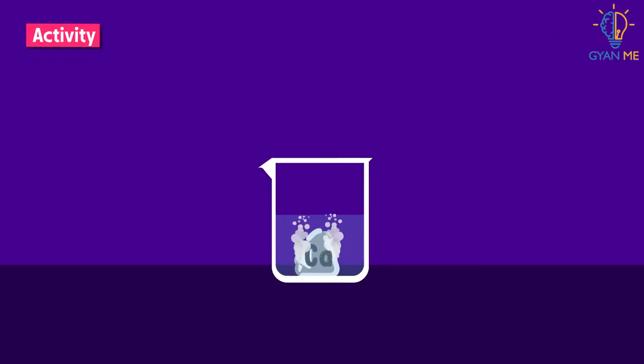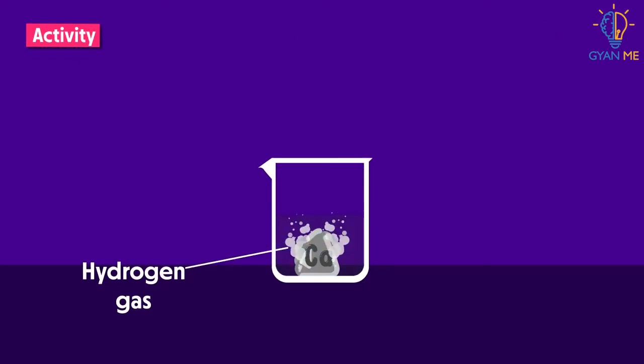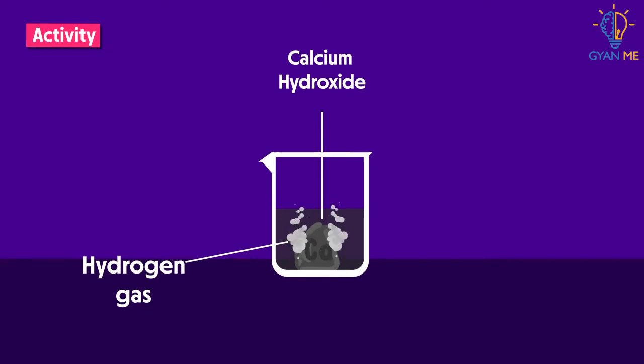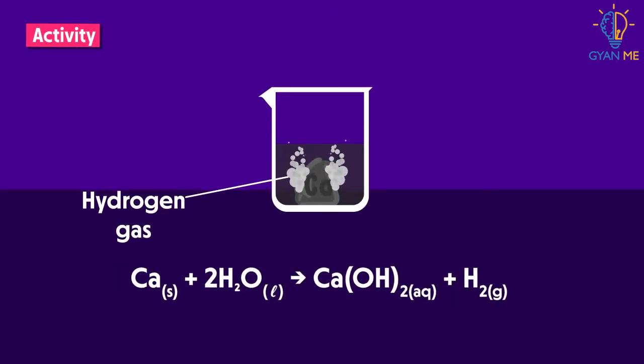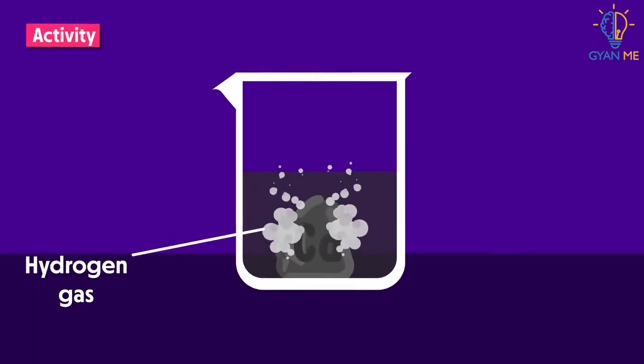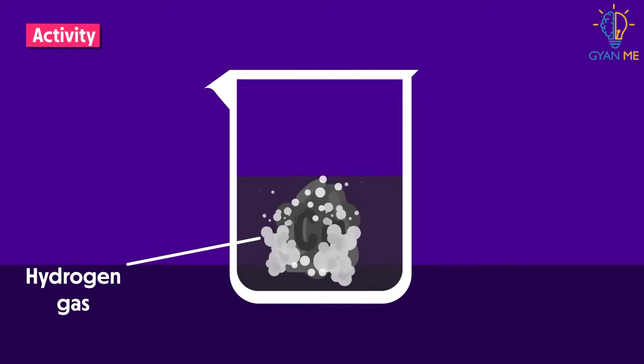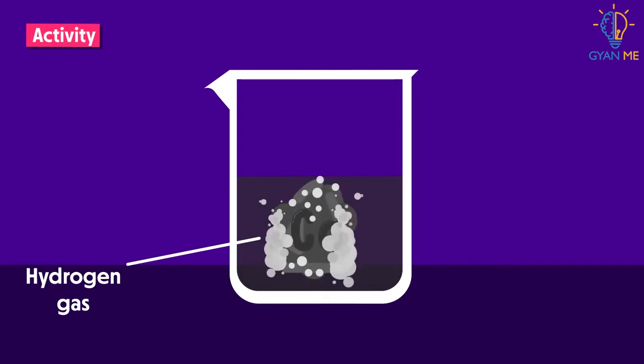On the other hand, calcium reacts with cold water and gives calcium hydroxide. The reaction of calcium with water is less vigorous. The heat evolved in this reaction is not sufficient for hydrogen to catch fire. The chemical reaction for this is: during this reaction, calcium starts floating. This is because the bubbles of hydrogen gas formed stick to the surface of calcium and make it lighter.